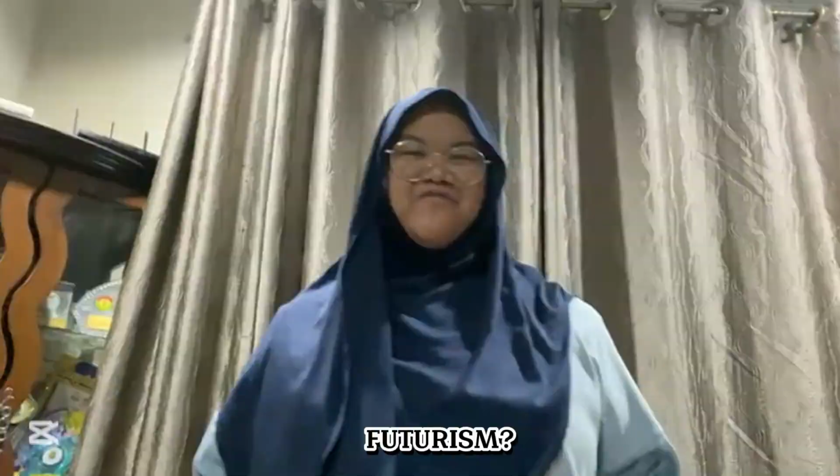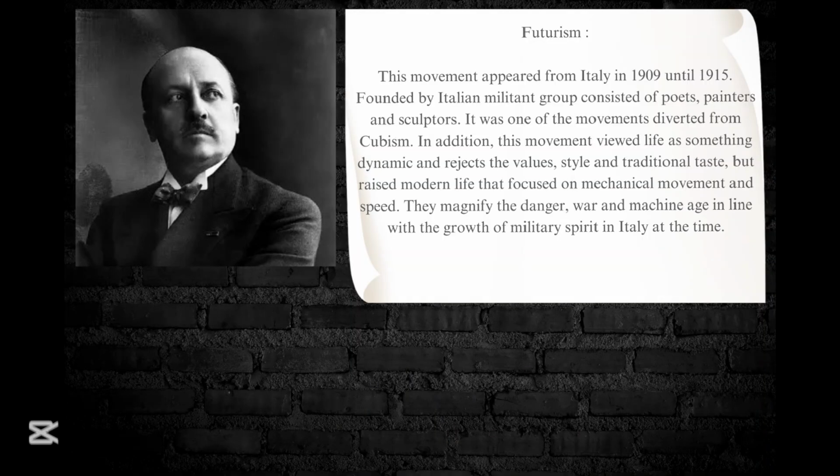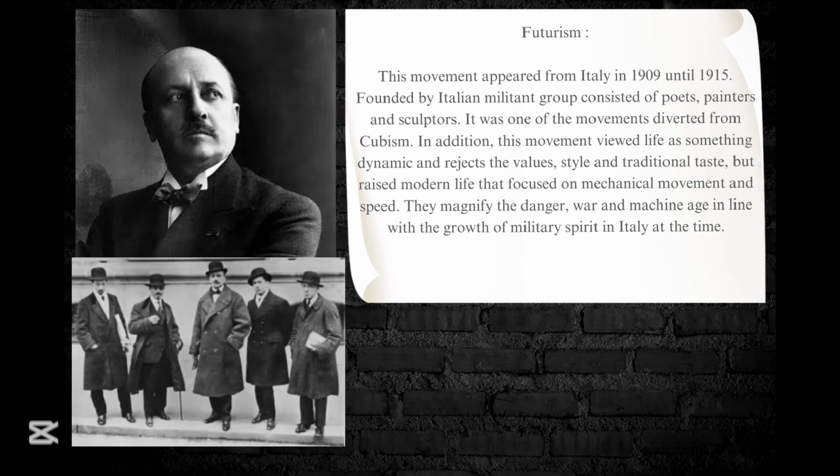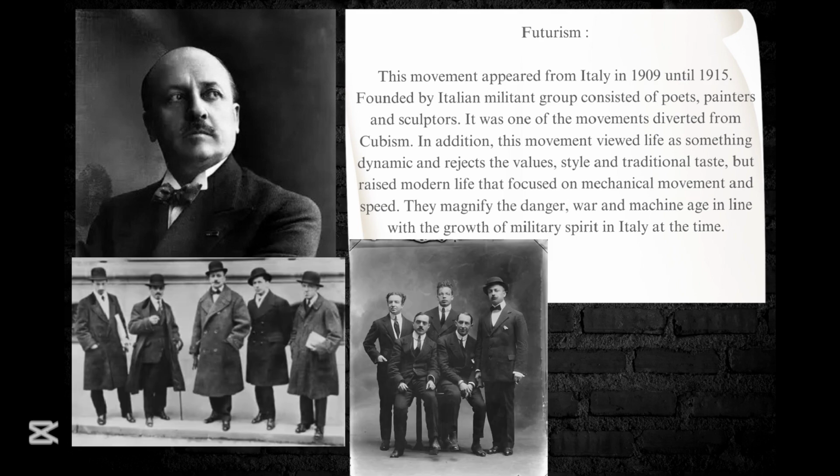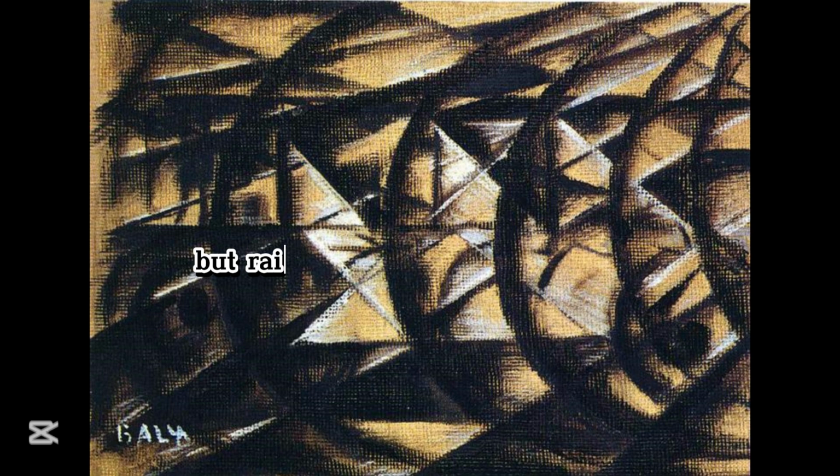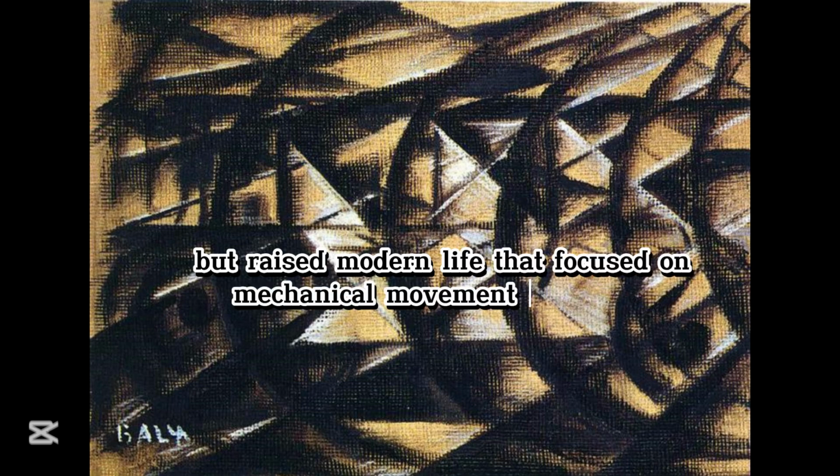What is Futurism? This movement appeared in Italy from 1909 until 1915. Founded by an Italian militant group, consisting of poets, painters, and sculptors. It was one of the movements diverted from Cubism. In addition, this movement viewed life as something dynamic and rejected traditional values, style, and taste, but raised modern life that focused on mechanical movement and speed.